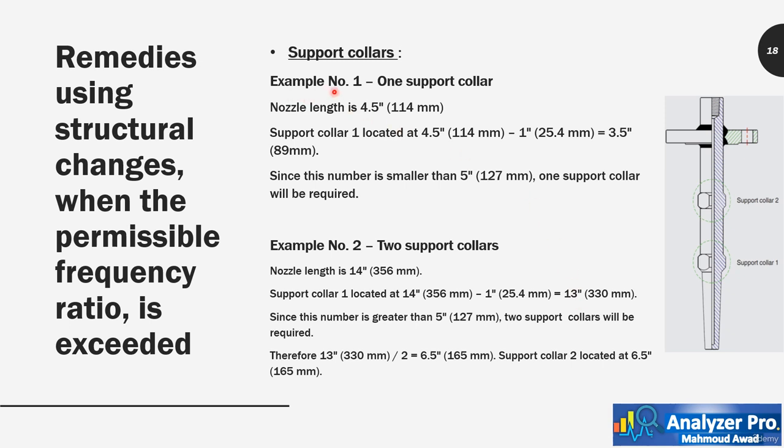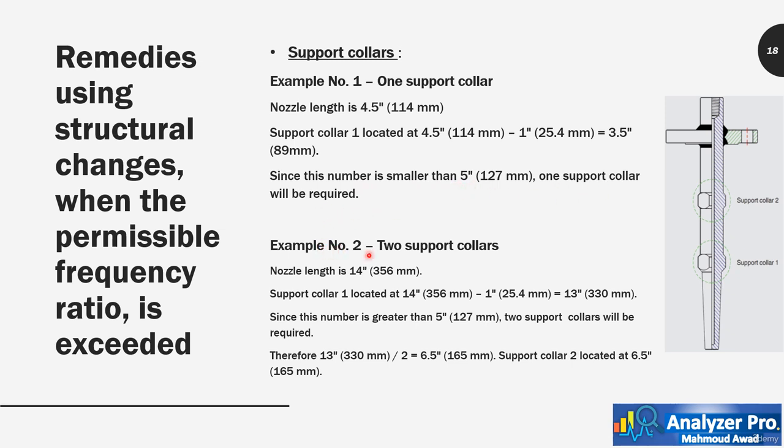Example number 1, 1 support collar. If the nozzle length is 4.5, support collar number 1 will be located at 4.5 minus 1, which is at 3.5 inches from the flange face. Since 3.5 is smaller than 5 inches, 1 support collar will be required.